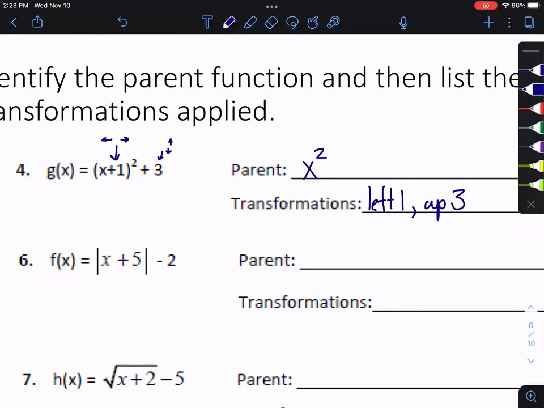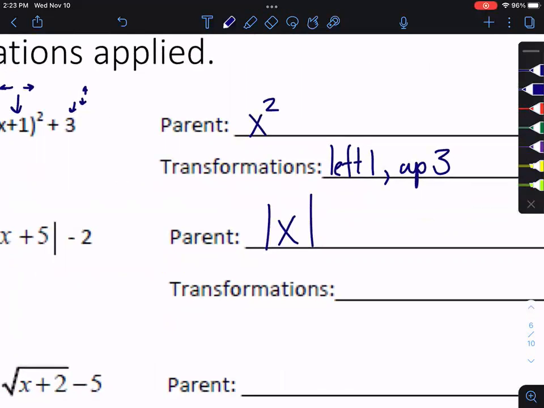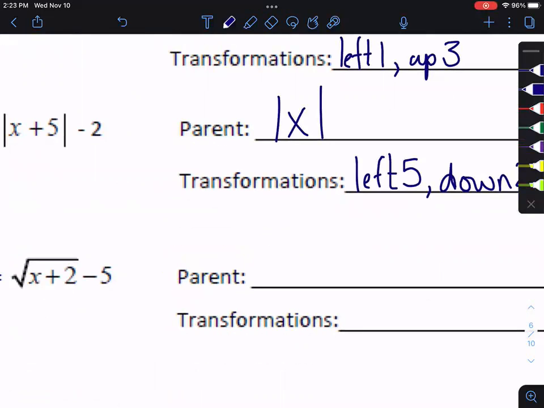All right, so for question number 6, our parent function is the absolute value of x. Our transformations, we are moving left 5 and down 2. So the 5 is on the inside of the absolute value bars with the x. That's what tells me left or right. And then the -2 is out at the end. So there's my vertical shift down 2.